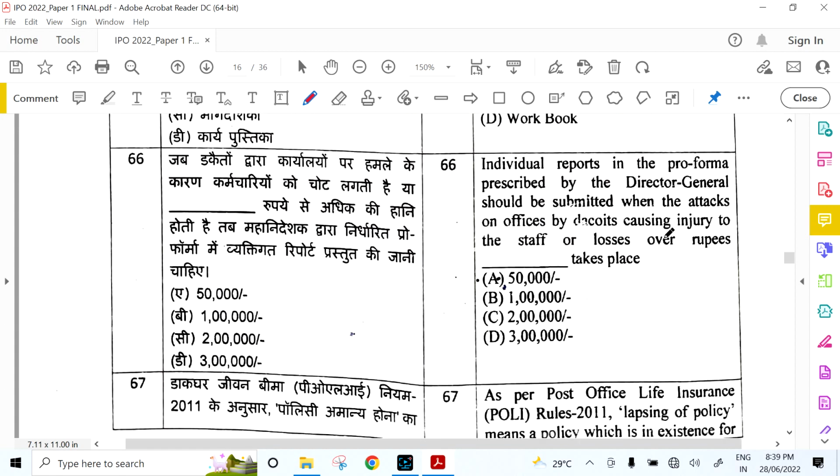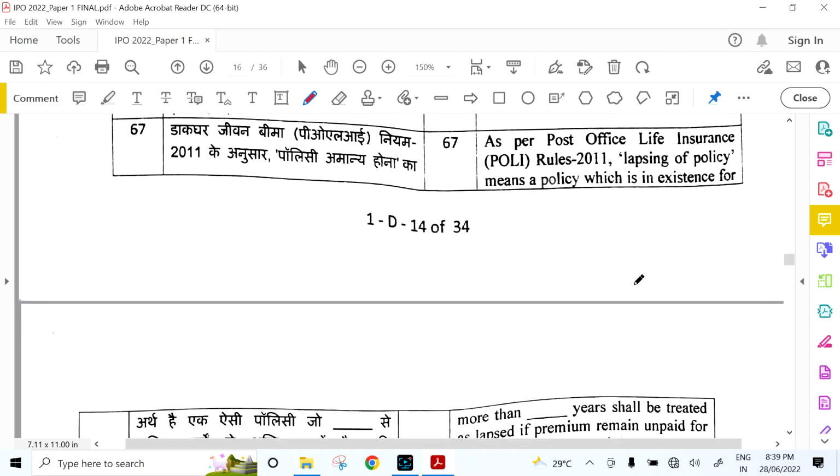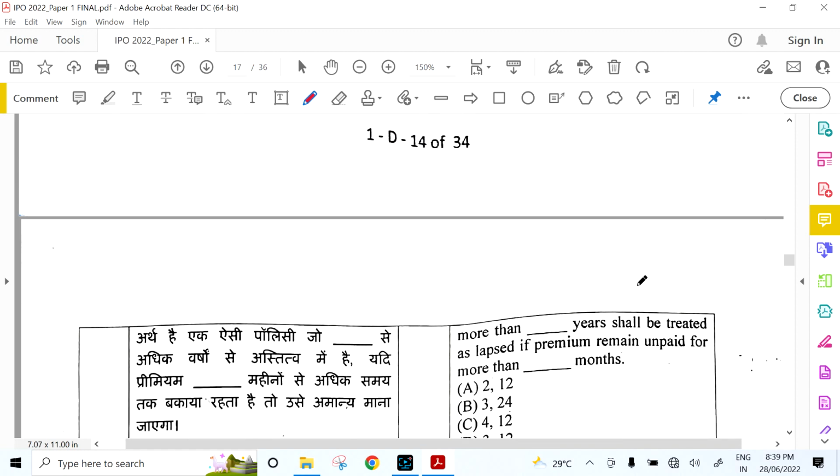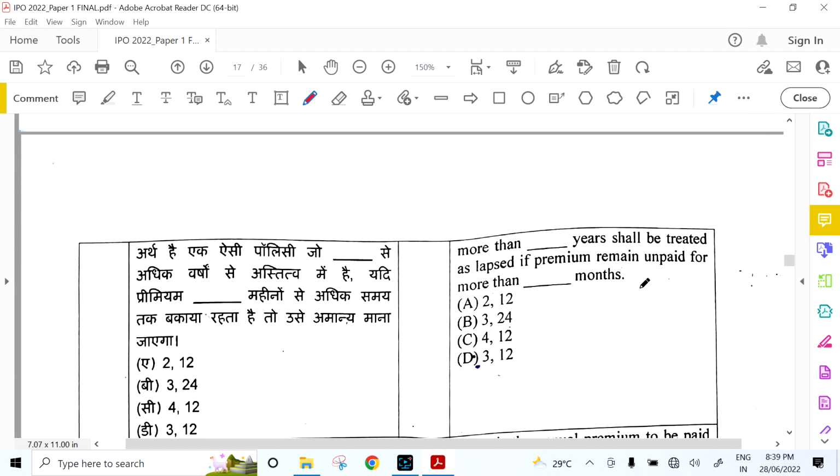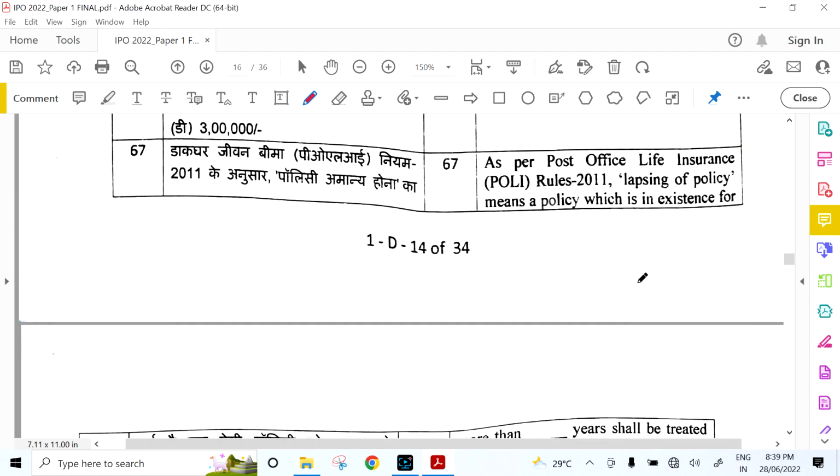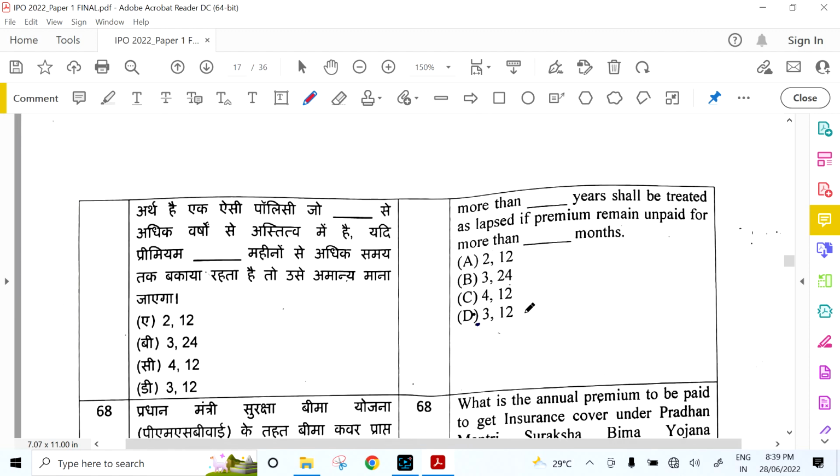Individual reports in the pro forma prescribed by DG should be submitted when attacks on the offices by dacoits causing injury to staff or losses over rupees dash takes place. That is Rule 176B1. It is of Volume 5. This is 50,000. As per Post Office POLI rules, lapsing of policy means a policy which is in existence for more than dash years shall be treated as lapsed if premium remain unpaid for dash years. It is lapsing means 3 years, more than 3 years. In more than 3 years case, it is 12 months.